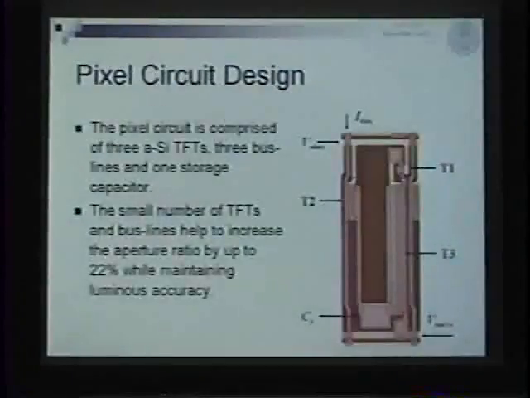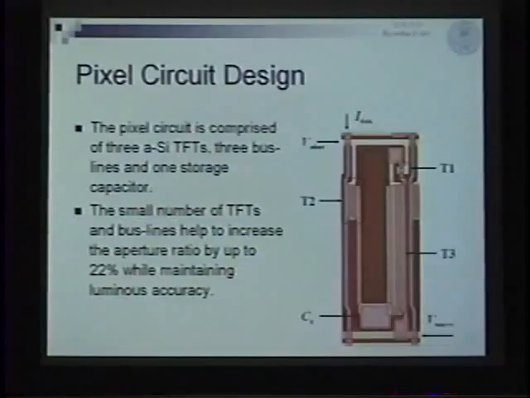Okay, next please. This is the pixel size and design. You can see the 3 transistors here, and here, and here. This largest transistor TFT is for the driving of the OLED. And you can see the storage capacitance here, and there are 3 bus lines here for the select and the data line, and this is the source line. So the pixel circuit is composed of 3 amorphous silicon TFTs, 3 bus lines and 1 storage capacitance.